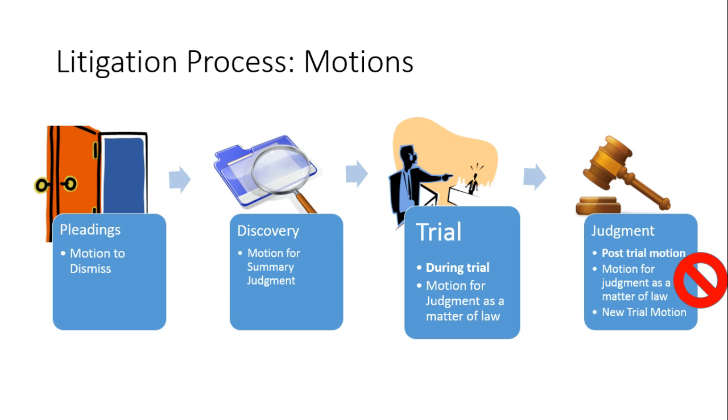The reason I have the no symbol here is they're not asking for a new trial. They're really just asking for a judgment to be entered in their favor. The other motion, by contrast, is a new trial motion. This one is asking the judge to basically allow a redo of the trial and to send the case back to the beginning of trial with a new jury to reconsider the evidence and render a new verdict.